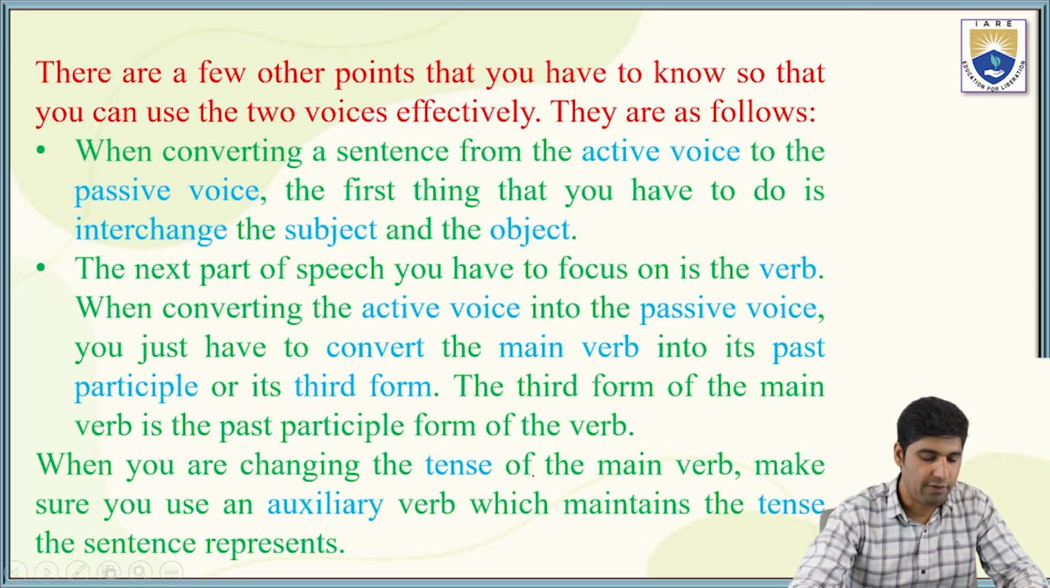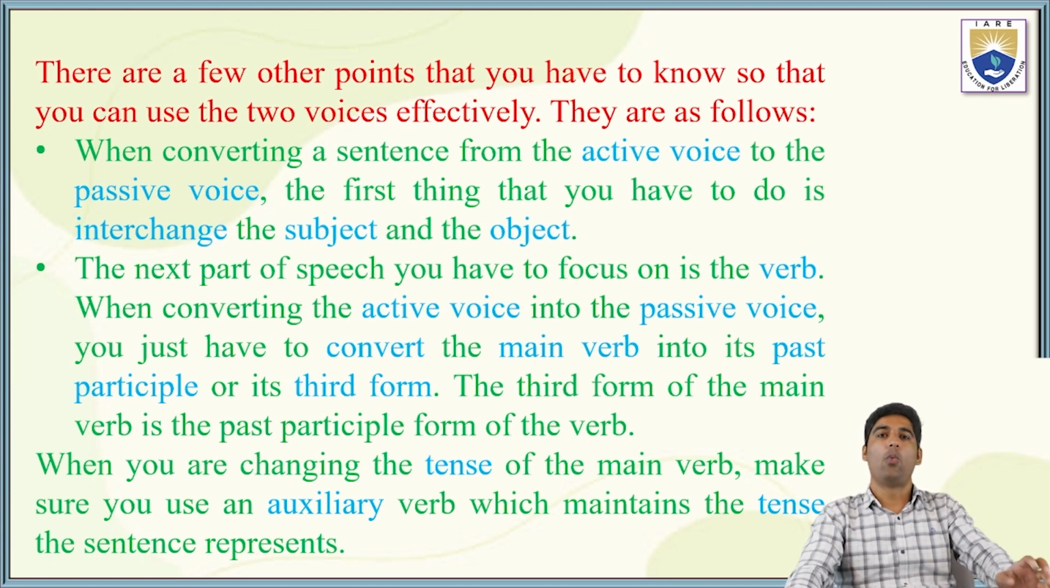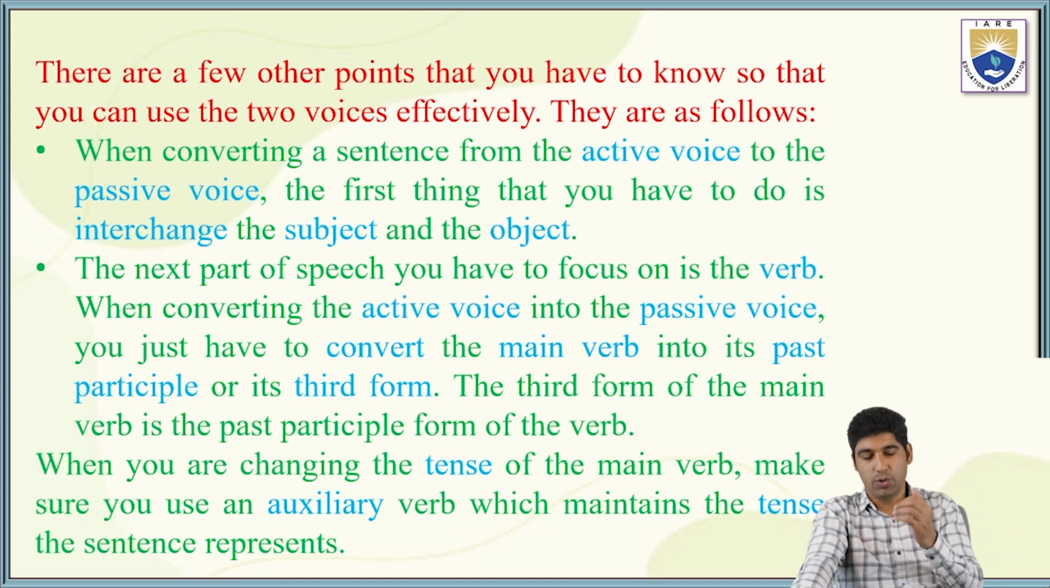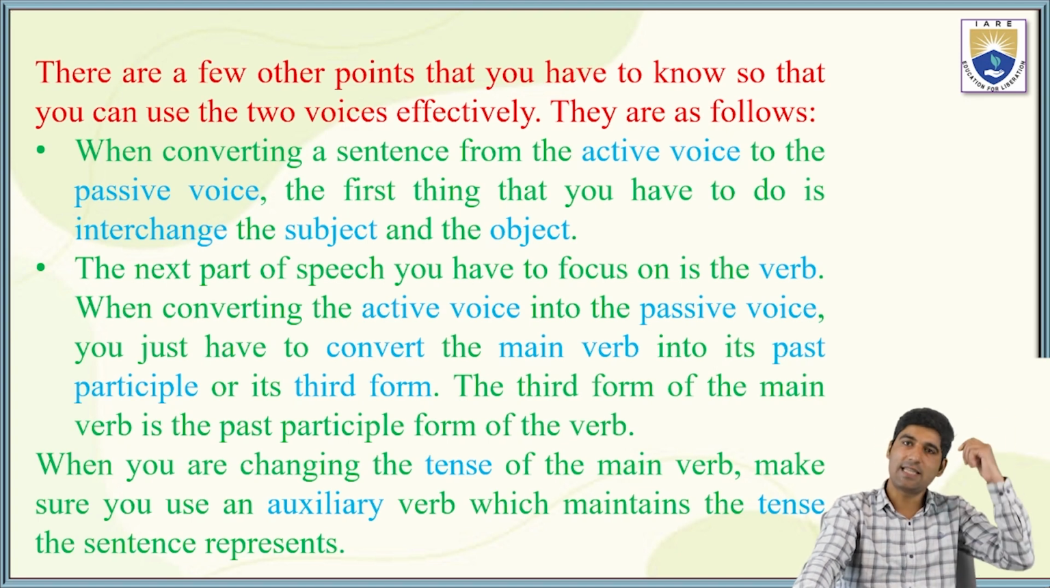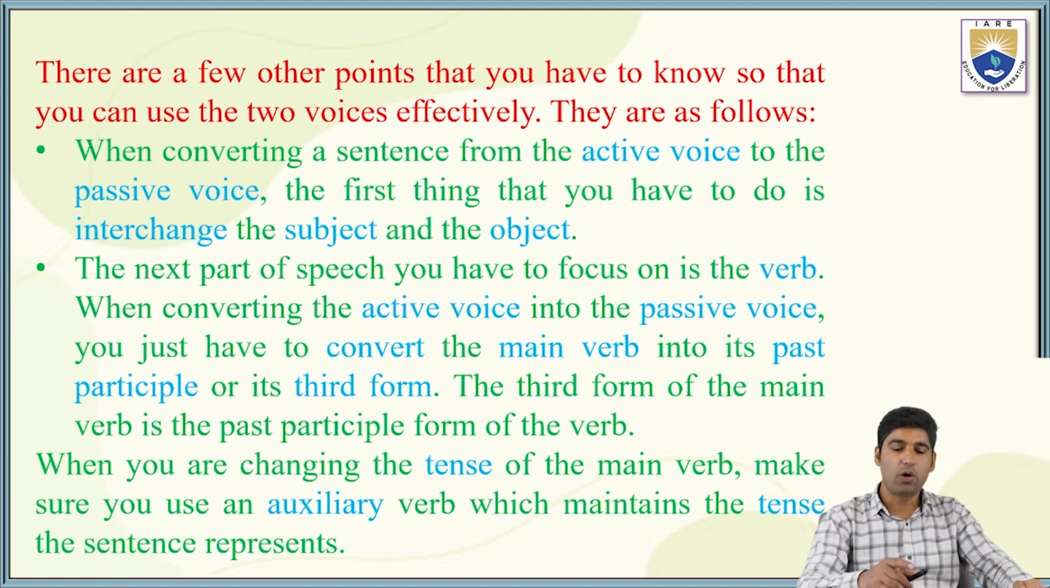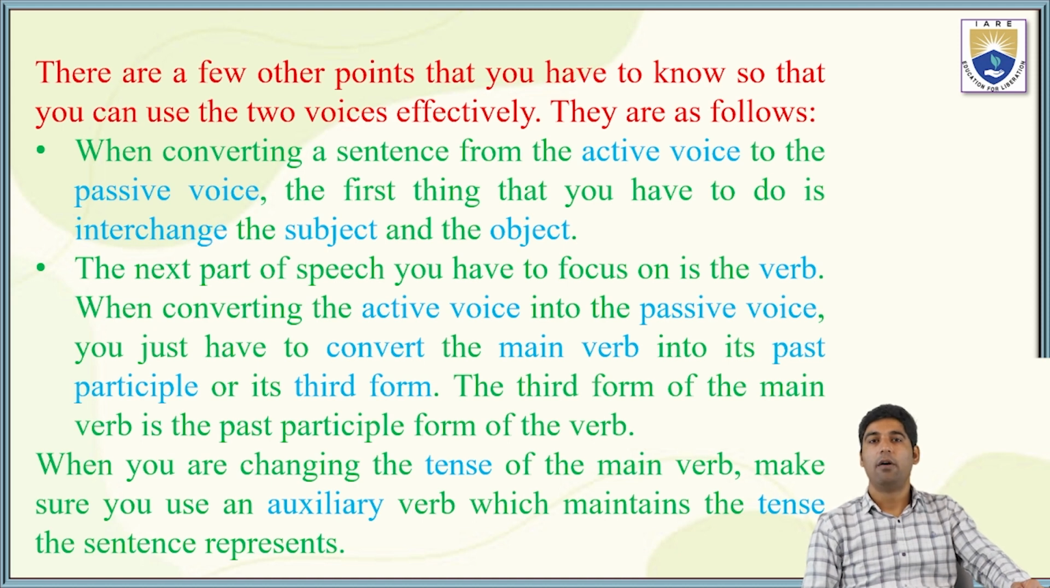Then, when you are changing the tense of the main verb, make sure you use an auxiliary verb which maintains the tense the sentence represents. See, I play is present. Now, when I say played, it becomes past. Played is the past form, past participle form. So we need to support this verb with an auxiliary verb so that it can maintain the tense in the sentence.